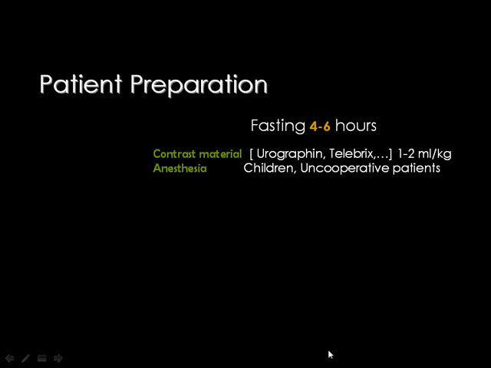First, we should know if the patient requires some preparation before the scanning or not. Actually, there is no special type of preparation apart from fasting for 4 to 6 hours if the patient is going to be injected with contrast material or to receive anesthesia.